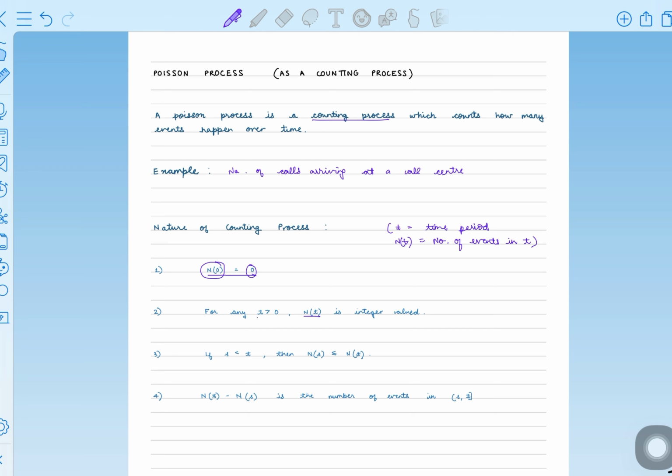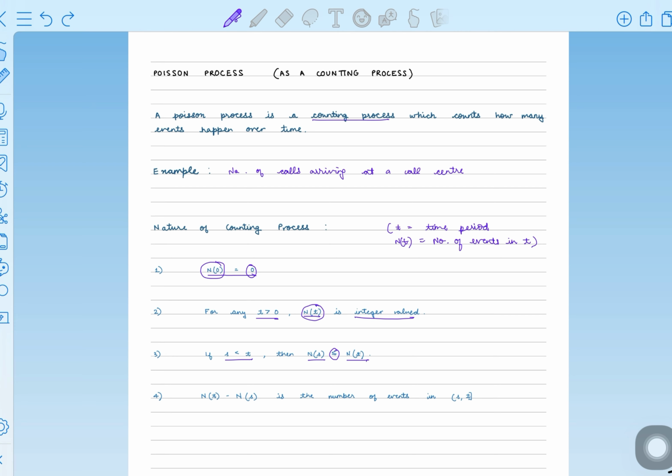Second, for any t that is greater than 0, the number of events in t is integer valued. Since we are counting events, the value can be 0, 1, 2, and so on. It can't be fractional like 2.5 events. Third, if s is less than t, then the number of events occurred in time period s will be less than or equal to the number of events occurred in time period t. As time increases, the number of events can only stay the same or increase. It can never decrease because events have already occurred and cannot unoccur.